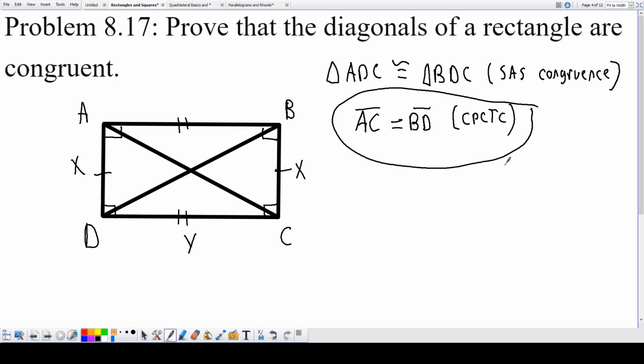Because logically, we have justified that since triangle ADC is congruent to BDC, the corresponding parts are the same. And the corresponding parts of right triangles would be like the hypotenuse is the hypotenuse. So the two hypotenuses, AC and BD, are the same. Hence, they're also the diagonals of the rectangle, and we have shown that they are congruent. A fairly simple proof.